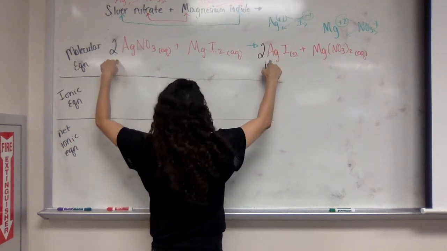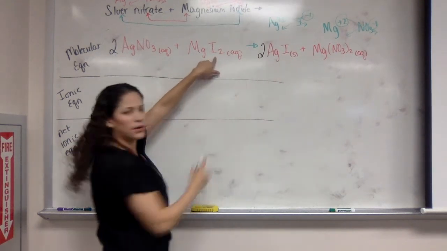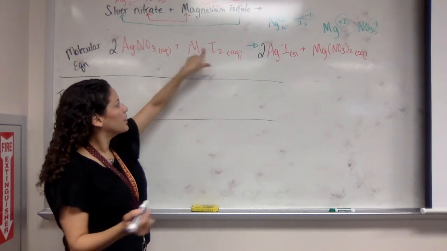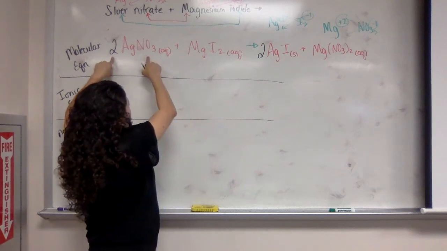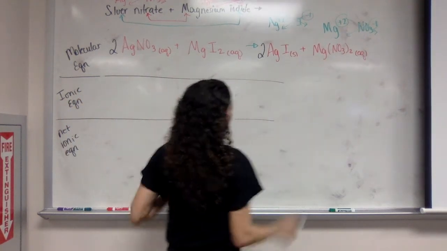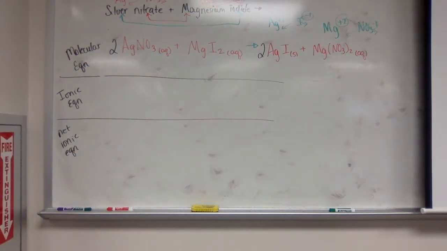So that gives me my 2 silvers. That gives me 2 iodides, but you notice you have 2 iodides there. So that guy's balanced. So that just fixed that problem without even looking at it. I've got 2 nitrates here, I got the 2 nitrates here. I got 1 magnesium, 1 magnesium. Perfect. That one's done.